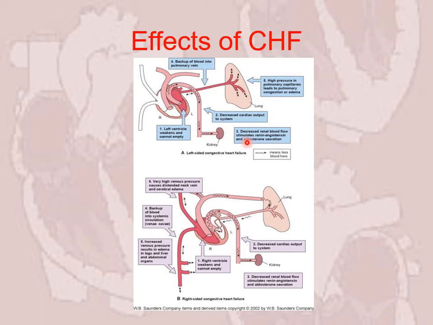And if you're not getting circulation through there properly, then what happens is renin is released, and then that activates that angiotensin mechanism, which causes vasoconstriction and aldosterone secretion, and that is going to lead to a backup of blood into the pulmonary vein because the left ventricle is too weak. And so that leads to high pressure in the pulmonary capillaries, leads to pulmonary congestion and edema.